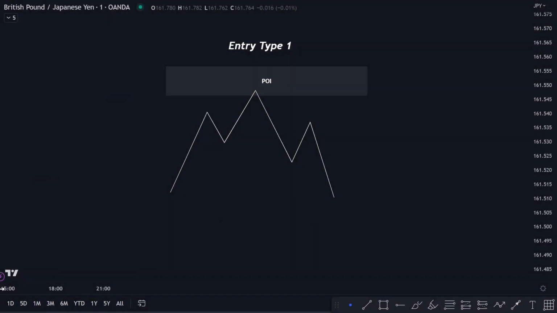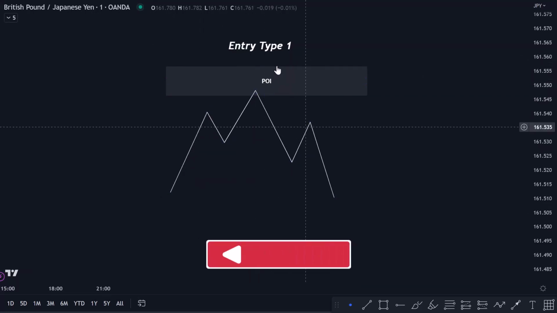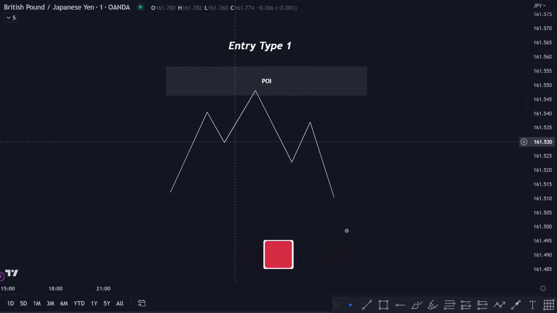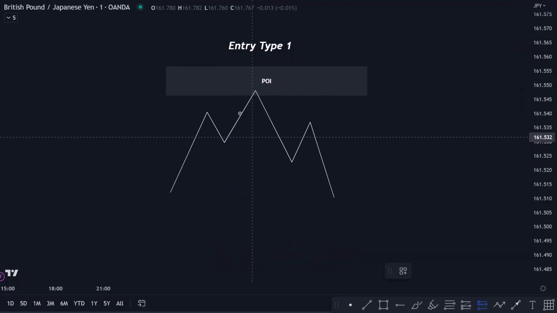Entry type 1. So now going over the first entry type, which is the traditional one, the limit order. So imagine price going and reaching to a point of interest. When price comes here, before then, you mark your point of interest, many of them, and then you basically set your limit order either at the beginning of the point of interest or at the middle.